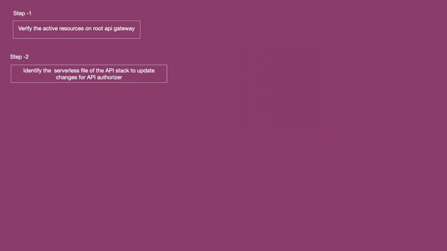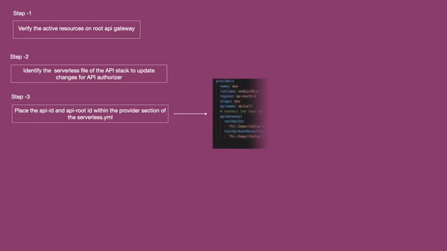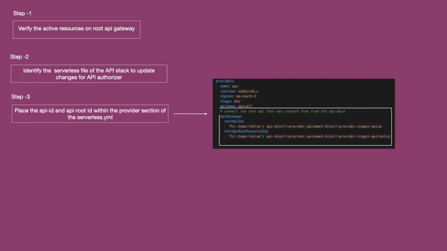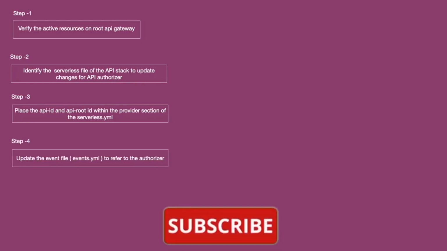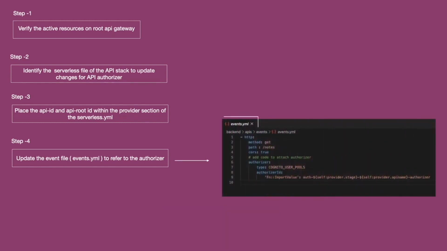Now there is a file called serverless.yaml within the APIs directory that is responsible for the creation of the API stack. On the next step, we will figure out where within that serverless.yaml file that we identified on step 2, we can place the API gateway connections. As you can see on the screen, API gateway is placed within the provider section of the serverless.yaml file. And on this step number 4, we will identify where within the events.yaml file we can place the authorizer for our API. Let's have a look. Right now you are seeing the events.yaml file, and here after the core section we have placed the Cognito authorizer declaration.